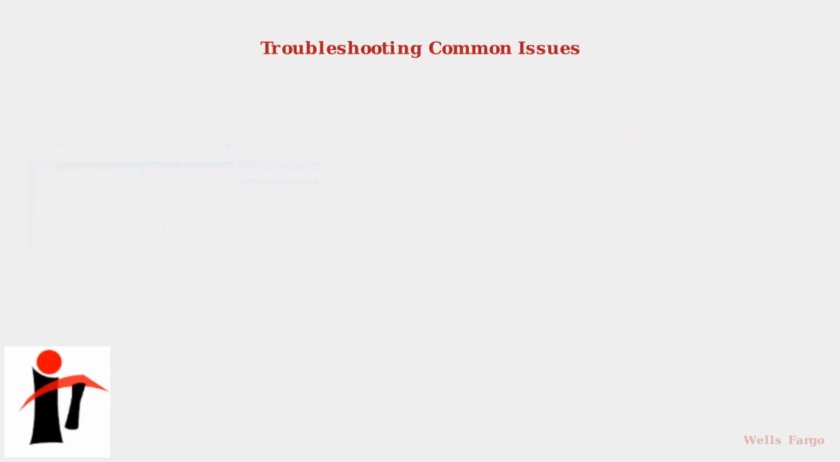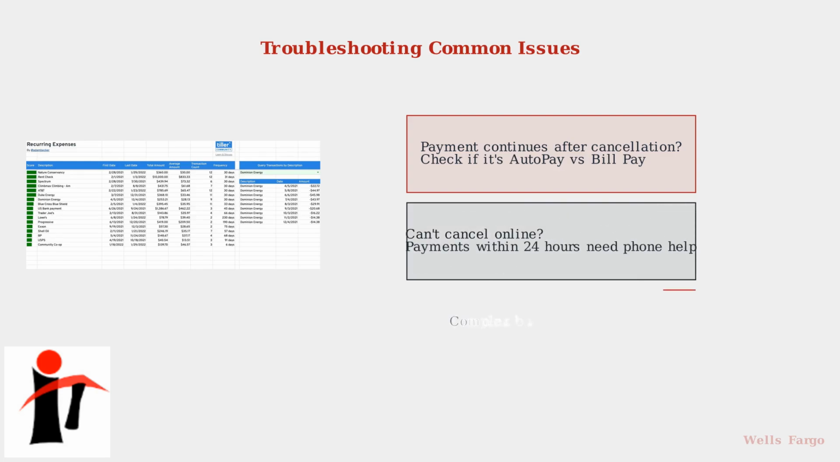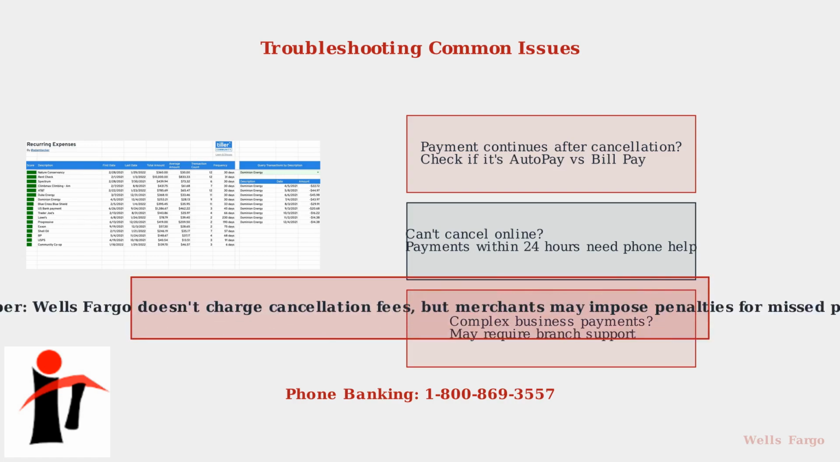If you encounter issues, here are common troubleshooting scenarios. If a payment continues after cancellation, verify whether it's a Wells Fargo bill pay or merchant auto pay arrangement. If you're unable to cancel online, payments within 24 hours of processing may require phone assistance. Complex business payments might need branch support for proper handling. Finally, remember that Wells Fargo typically doesn't charge fees for canceling bill pay services, but merchants might impose penalties for missed payments if cancellation timing isn't handled correctly.